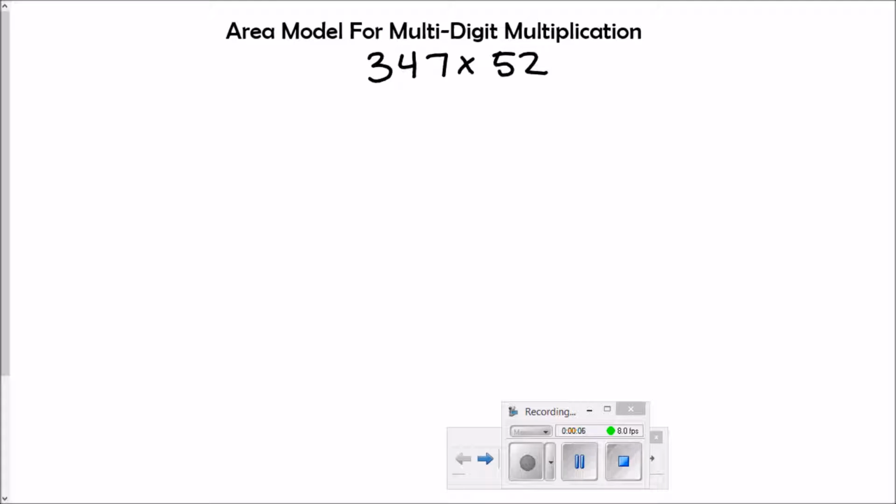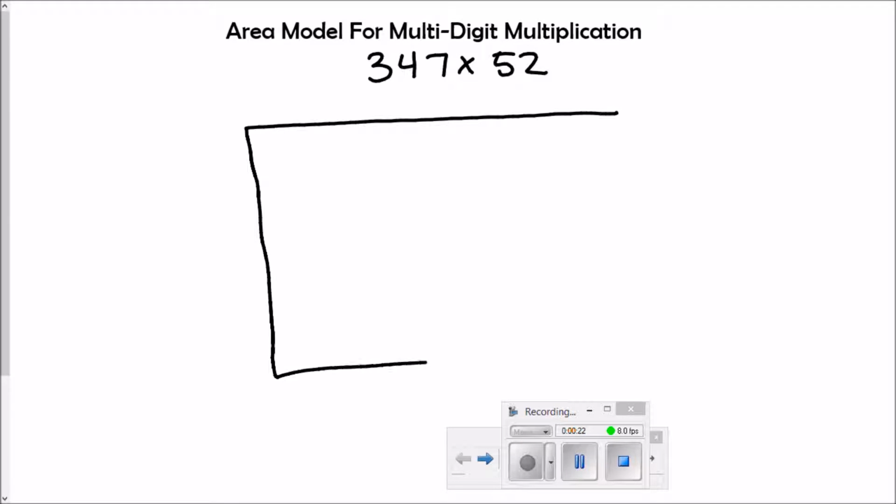I'm Gary Deloach, and in today's video, we're going to be doing some multi-digit multiplication. I'm going to show you two strategies to multiply multi-digit numbers. The first strategy is going to be the area model. With the area model, what you do is draw a rectangle.